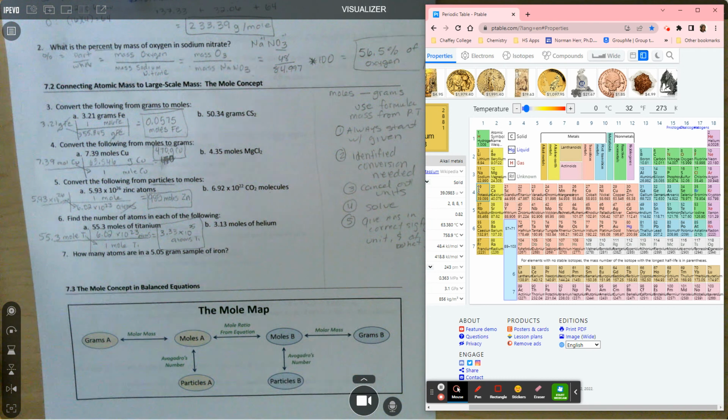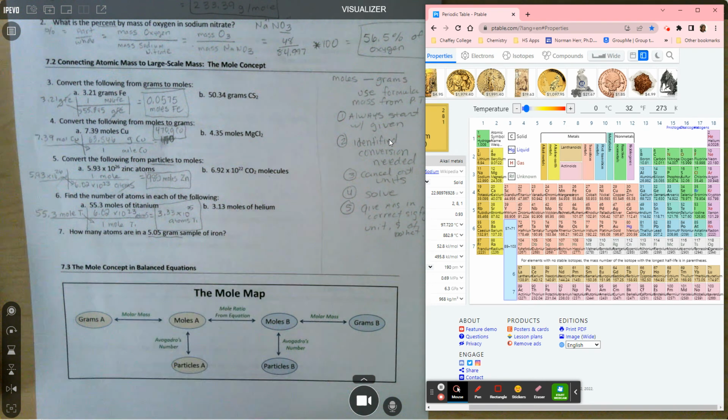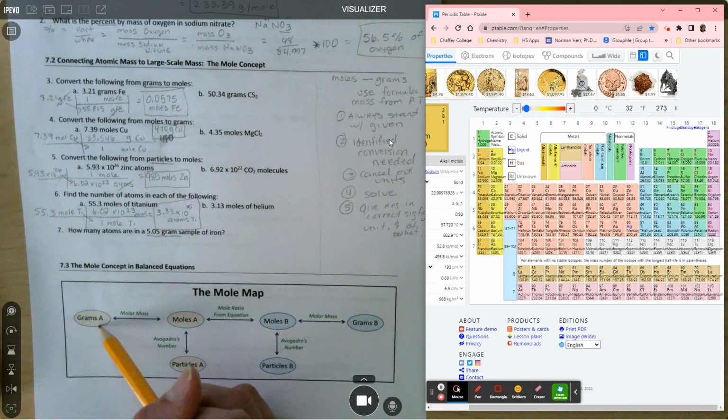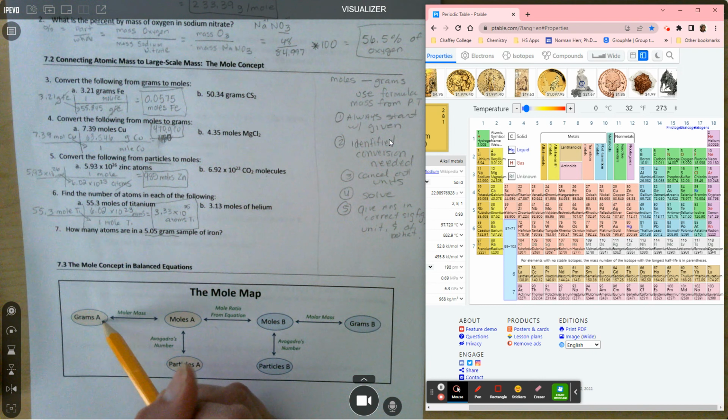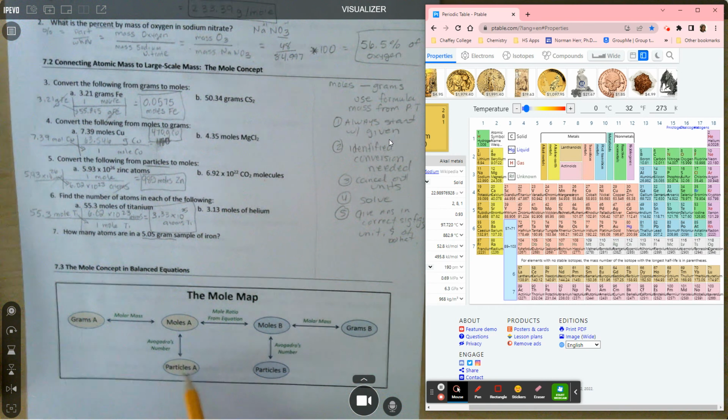How many atoms are in a 5.05 gram sample of iron? All right, this is actually a good question. I love these questions because it involves more than one step. So let's look at this mole concept map and see what steps we need to take to solve it. We are given grams. So grams is right here. It doesn't want moles. It wants atoms, which is the same as our particles. So we have to go from here to here, and then from here to here.